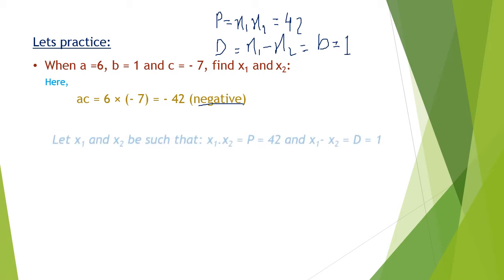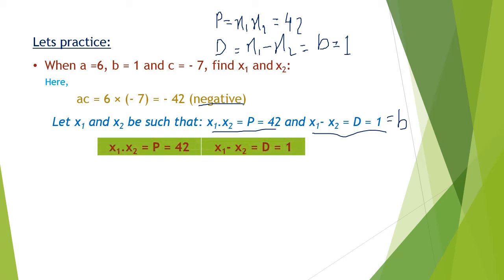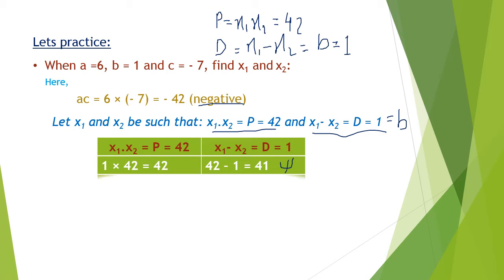Now you can see here, which we have already written, and this 1 is the value of b. Now let's construct a table with two columns, product and difference. The product is 42 and the difference is 1. We have to check with 1. 1 into 42 is 42, but 42 minus 1 is 41. So these are not our numbers.